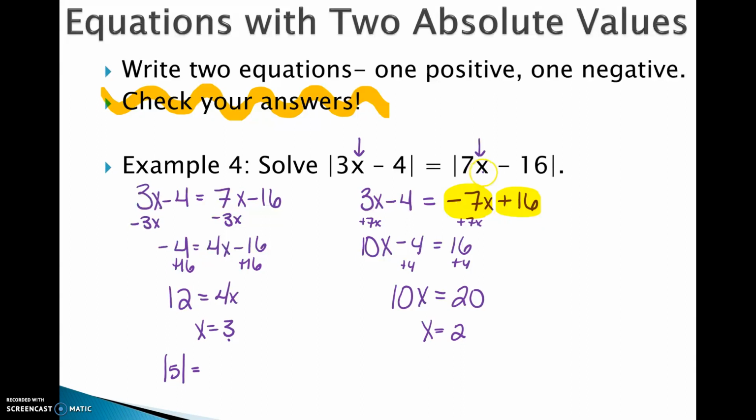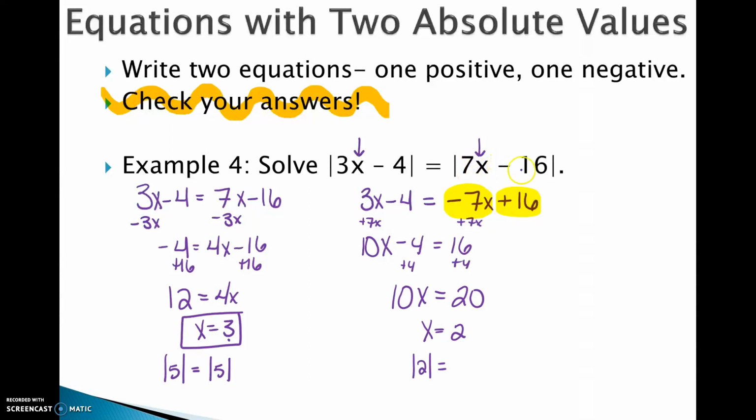7 times 3 is 21. 21 minus 16 is 5. Does the absolute value of 5 equal the absolute value of 5? Yes, it does. So that is a solution. Now let's try 2. 3 times 2 is 6. 6 minus 4 is 2.